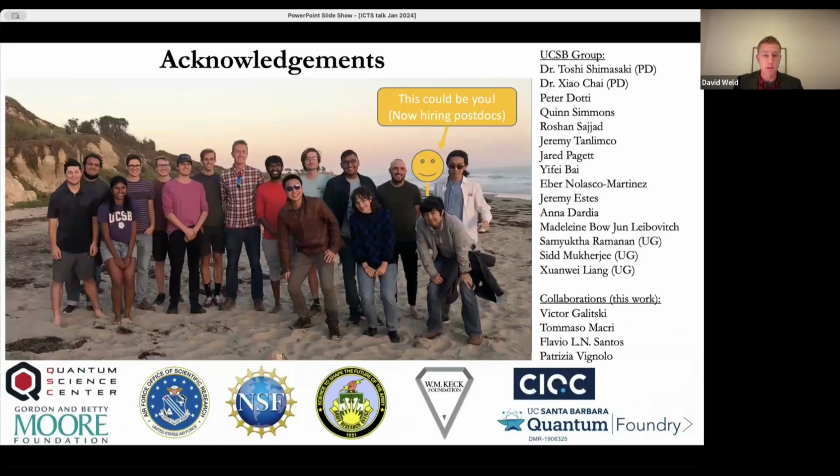So let me conclude by acknowledging everybody who did this work, certainly our theory collaborators, but also, of course, my graduate students, postdocs, and undergraduates who did all the hard work on these experiments. Roshan, who's in the red shirt in the middle here and who is defending his PhD on Monday, was the lead author of the quantum boomerang paper.